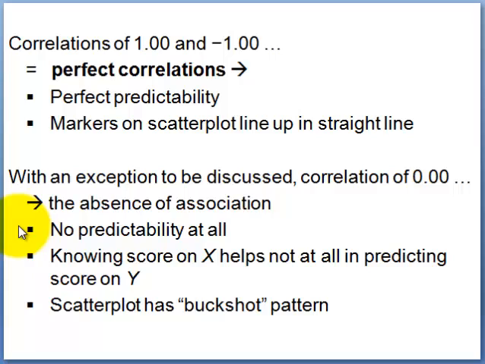Now we're going to discuss an exception later on, but for the most part, a correlation of 0, that is where r equals 0.00, is conveying the absence of association. In this situation, we've got no predictability at all. So knowing one's score on x helps not at all in predicting score on y. And we'll take a look at the scatter plot that we often see where correlation is 0, and we'll talk about an exception later on.